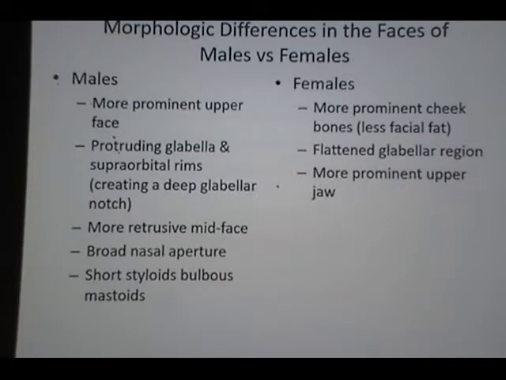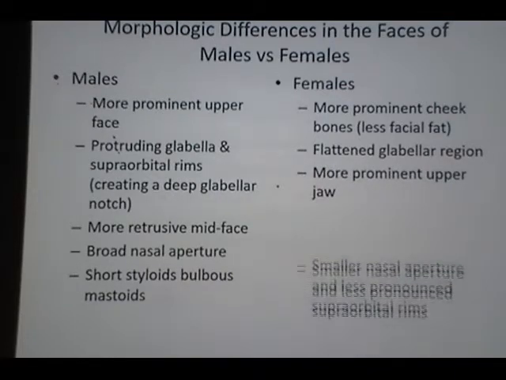More prominent upper jaw, actually, so they sometimes appear a little bit retrognathic. In a female, it's a little bit more female to be more retrognathic, although your orthodontist doesn't want to see that. Your orthodontist wants you to be eugnathic, where you have a little bit of overbite and overjet, so to speak. Anterior protrusion and vertical separation, okay?